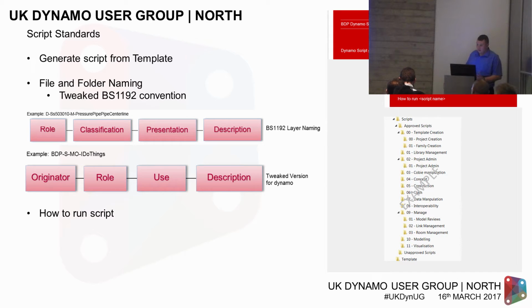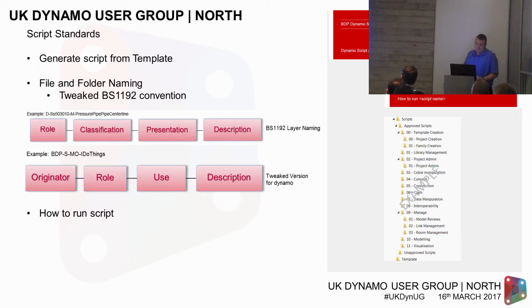So maybe some coding. In this example, I thought we've got layer naming in BS 1192. Let's tweak that for this. So what I've done is tweaked it so it's an originator at the beginning, so BDP. You might get one from external sources, so that's why that's there. Then you've got roles. Is it going to be company-wide? Is it going to be structures? Is it going to be M&E? Is it going to be architects? That's all there.